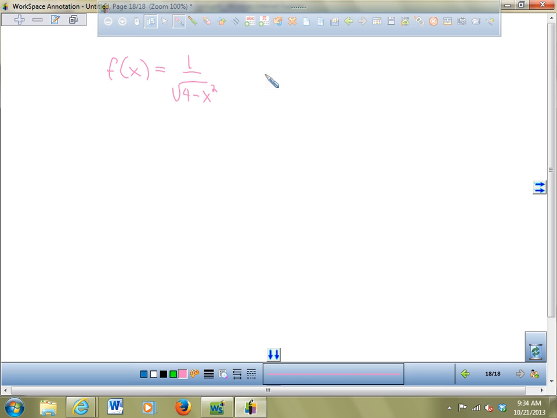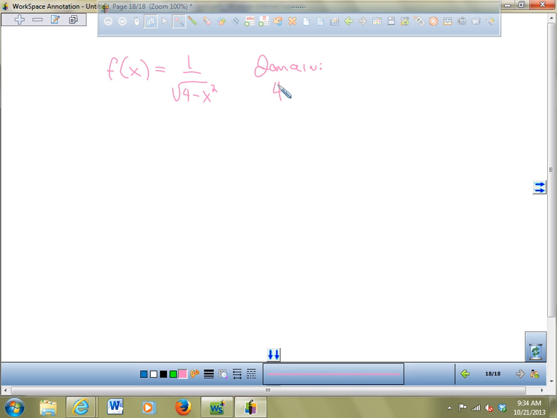So first of all, this thing is not defined everywhere. How would I find out where this function is defined? What's the domain of this function? That's why I ask you, sometimes I ask these domain questions. So to find the domain, what can this not be down here?